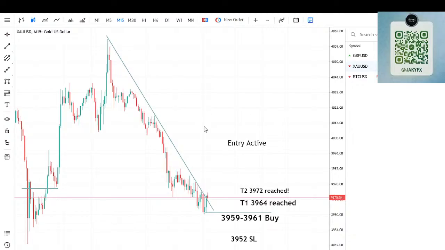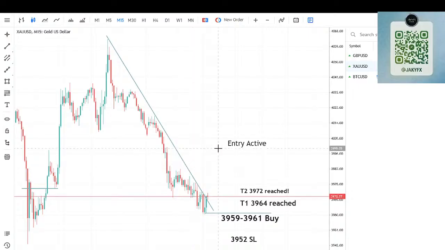And that was a good one. We reached both target 1 and target 2. Alright, so let's continue with the charts and let's see if there is another opportunity.